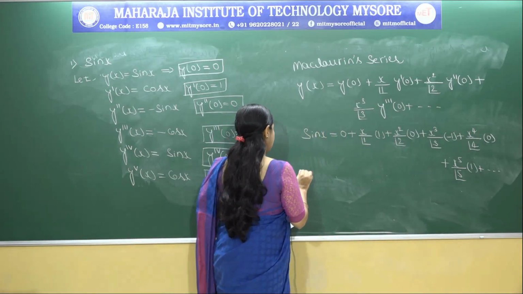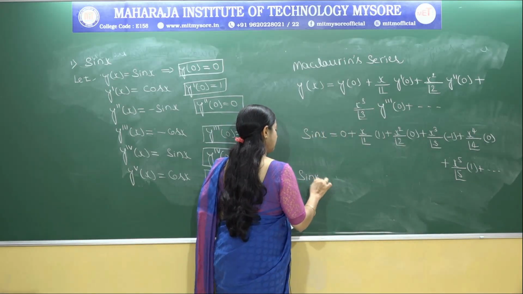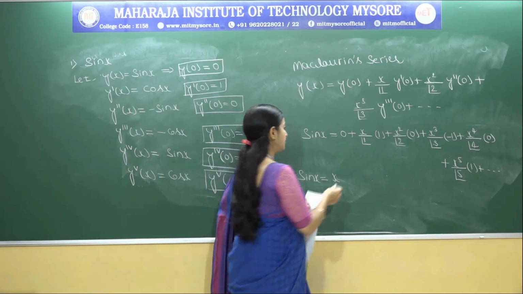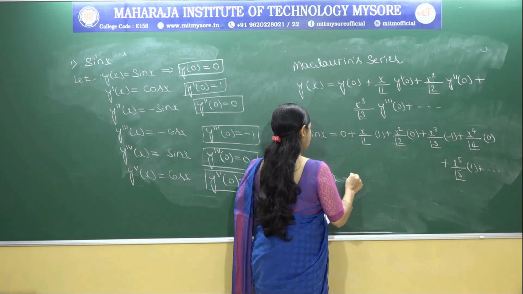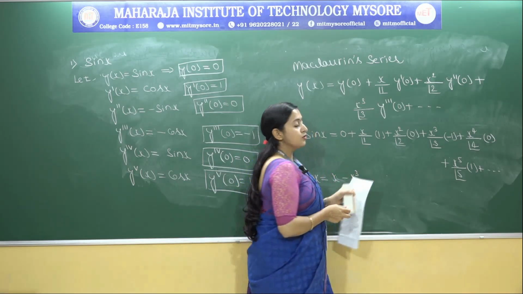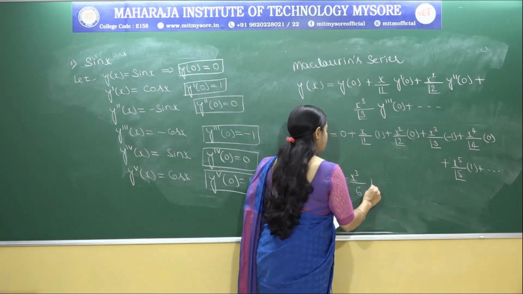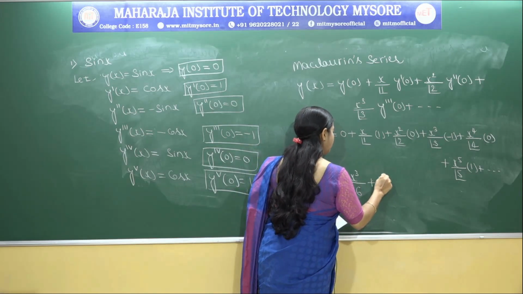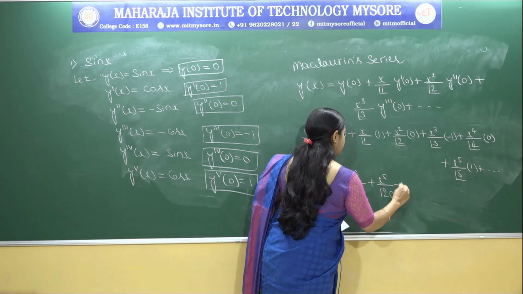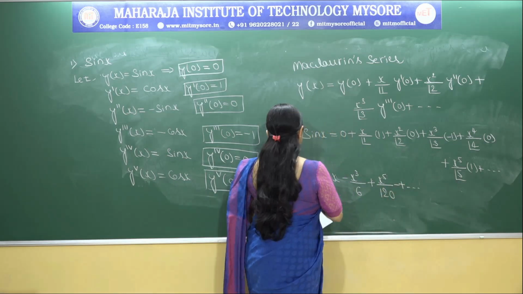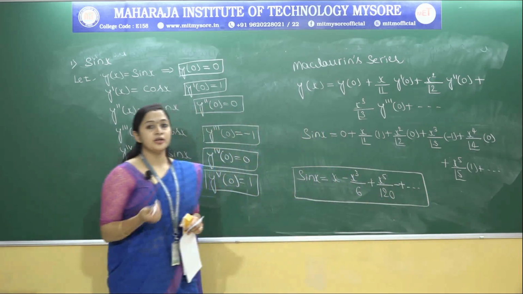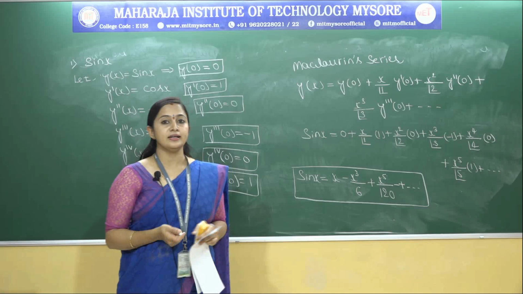So if you simplify this sin x, the first term is 0. You will get x, since 1 factorial is 1. The second term is 0. Third term, x cube, and 3 factorial is 6. The fourth derivative is 0. The fifth derivative, x power 5 divided by 120. The signs alternate plus and minus. So this is the expansion of sin x. Similarly, you can do it for cos x and tan x also.